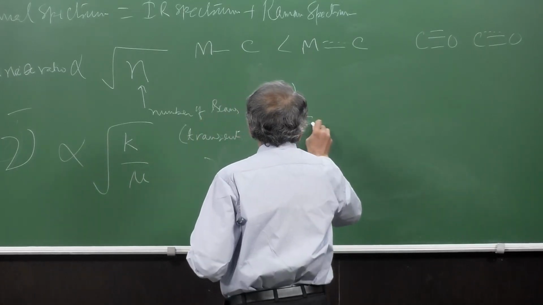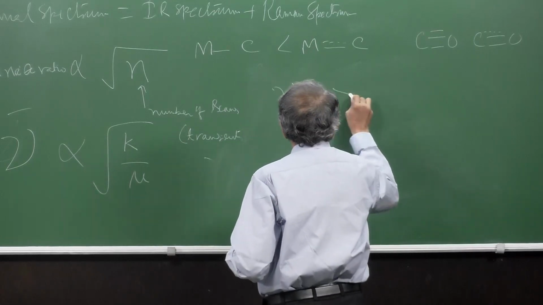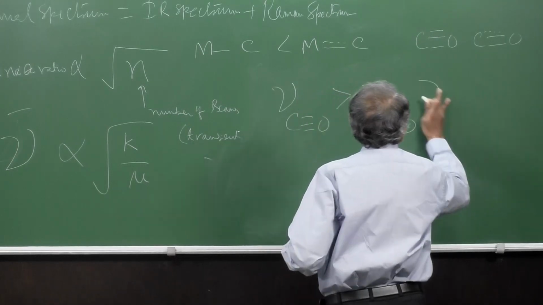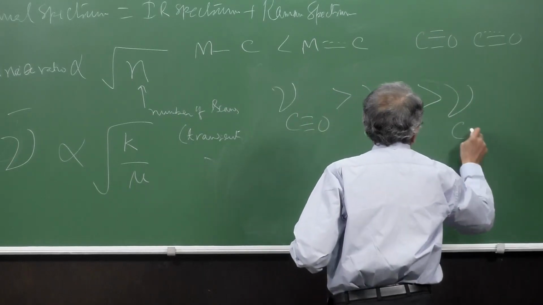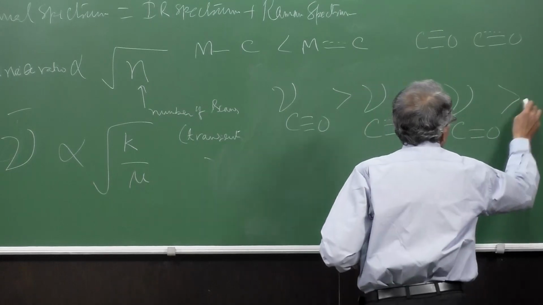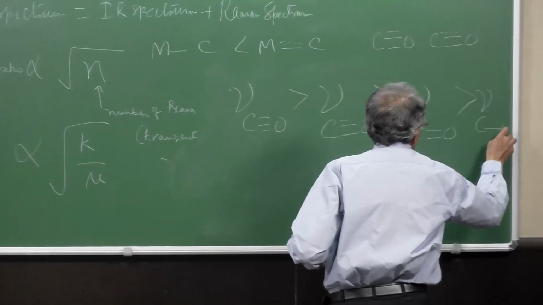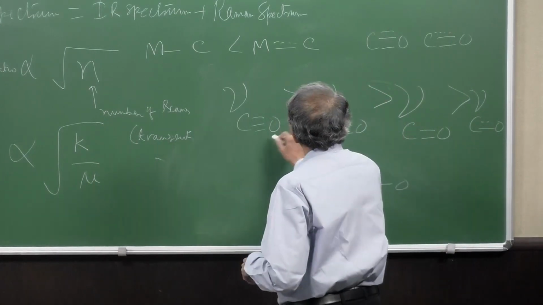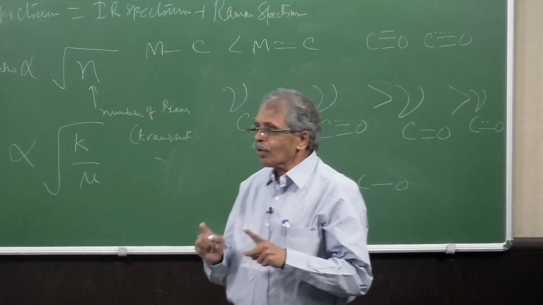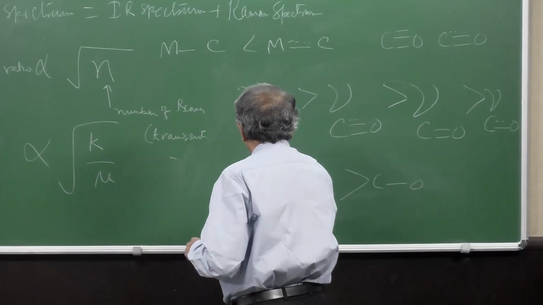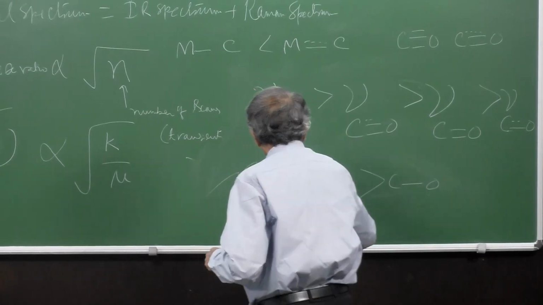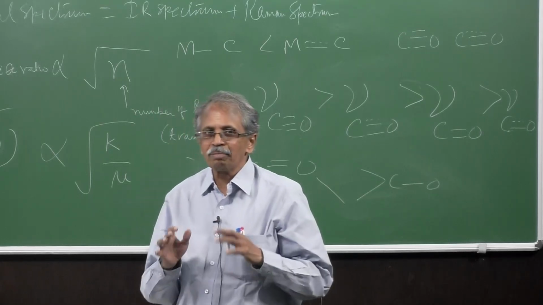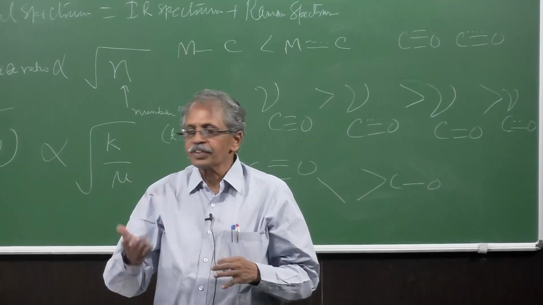So nu when you have a triple bond will be greater than nu when you have a double bond, and then greater than nu when you have a bridging bond, and nu where you have a single bond. So this all depends upon how this CO is bonded to the metal in various ways, and that is what you are looking at. So I hope now the basic fundamental concept of this is understood.